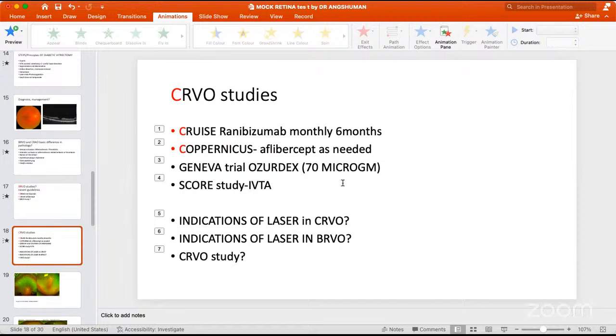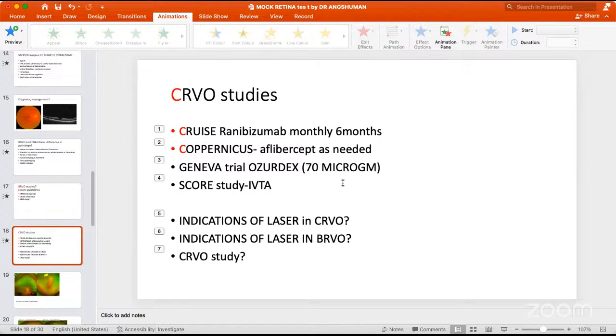If you say focal laser, it is not focal laser, because in focal laser you laser a specific point of focus. But in BRVO, it is usually an area. So that is where you will do grid laser, but most of the time we are not using that. In CRVO, actually, the grid laser is not indicated.